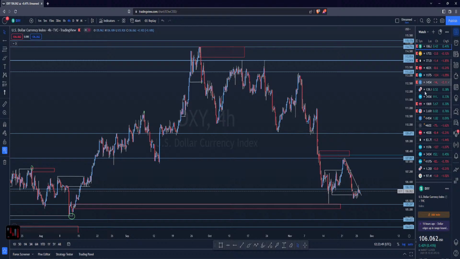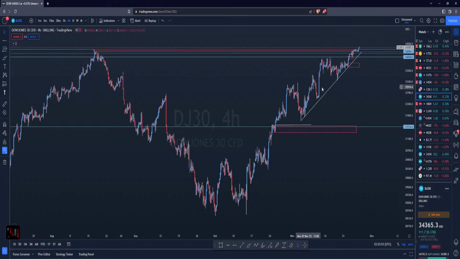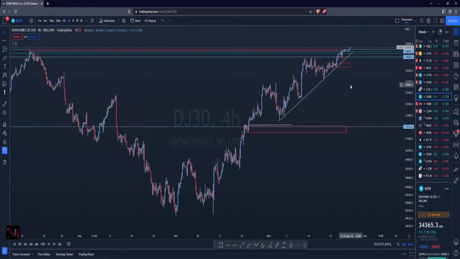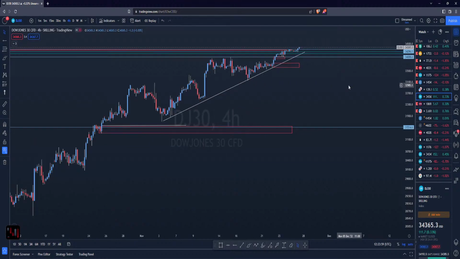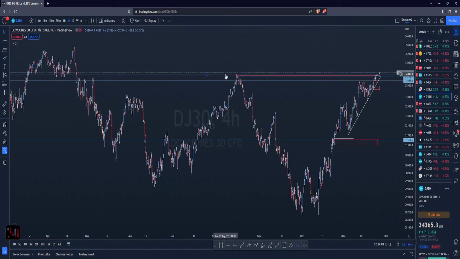Yeah, let's go look at the indices, and you can start with the Dow, right? What's going on with the Dow? Yeah, so here we are on the Dow, and we broke the highs, right? So we finally broke the highs. Basically, the Dow is the one leading.